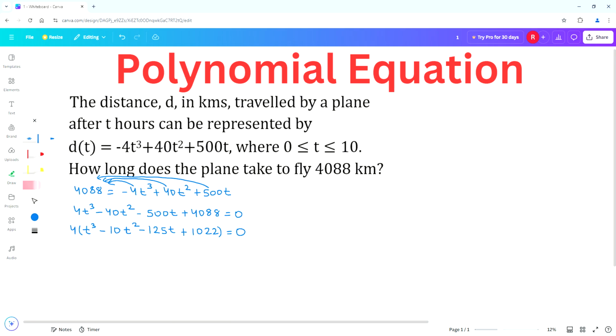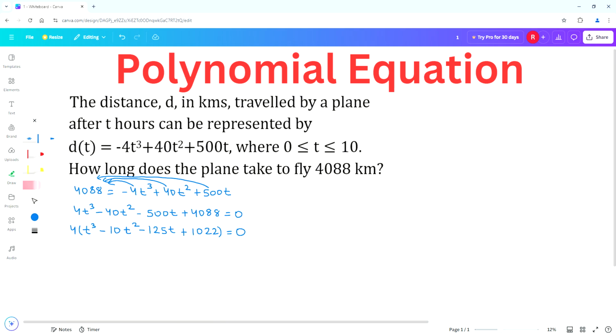This polynomial has 4 terms, but we cannot use the grouping method to factor it. So we have to use the rational roots theorem to factor this polynomial and then solve it. The leading coefficient of this polynomial is 1. There is an invisible 1 with t cube, and the number term in this polynomial is 1022. We should start by writing the factors of the number term 1022.